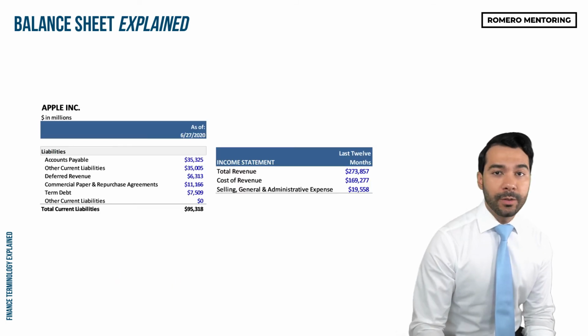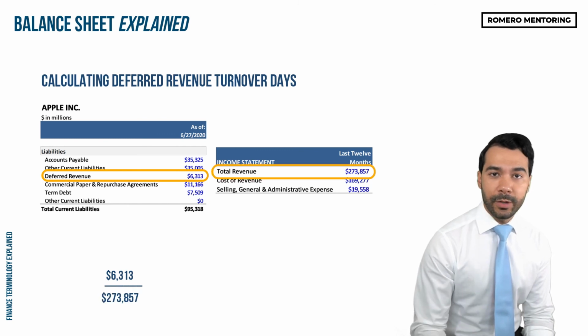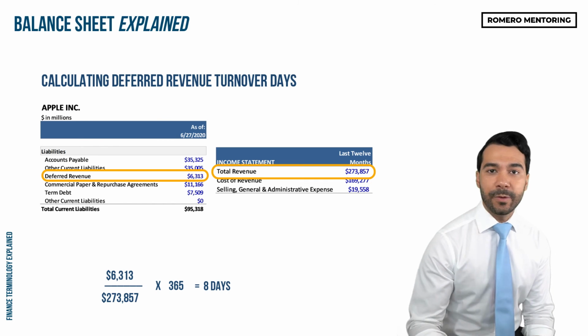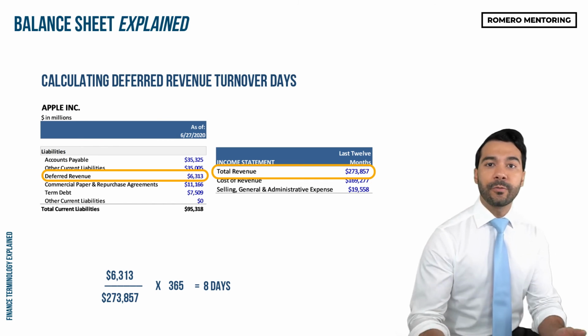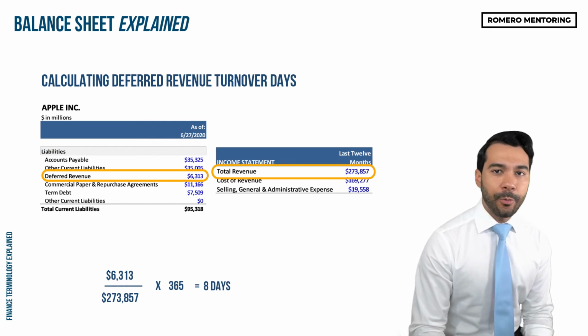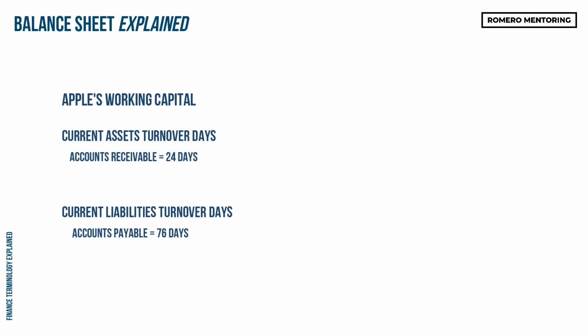If you look at deferred revenue, you take your deferred revenue balance divided by your revenue times 365 and you arrive at 8. It means that on average it takes Apple 8 days to deliver the service that they've received the cash for but haven't rendered, which means it takes Apple on average 8 days to fulfill that customer order. Now, let's examine the turnover ratios for accounts receivable and accounts payable a little bit more closely.